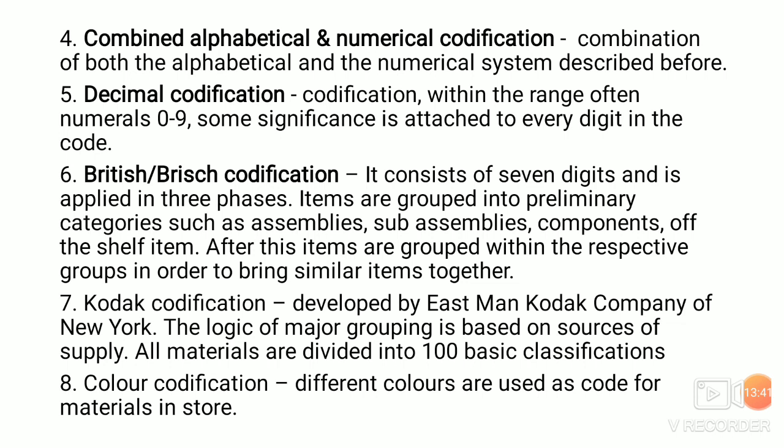The last one we are going to see is the Kodak codifications. It was developed by the Eastman Kodak Company of New York, and major grouping is done with the help of the sources of supply, and all the materials are divided into 100 basic classifications.